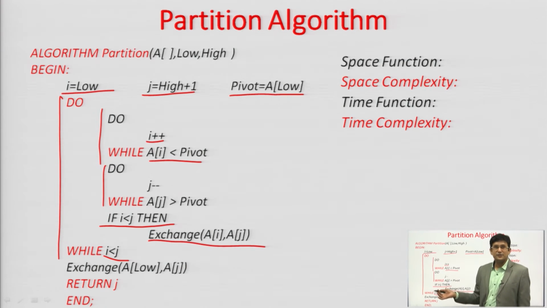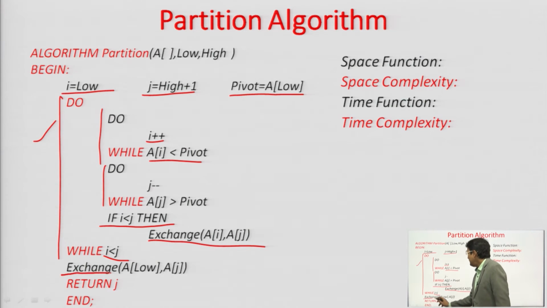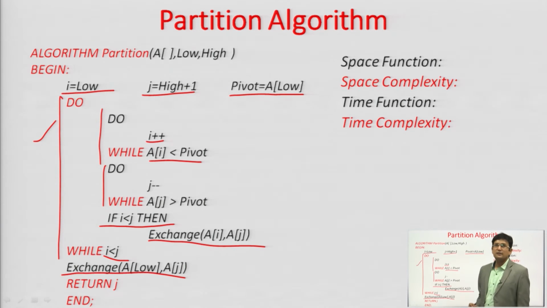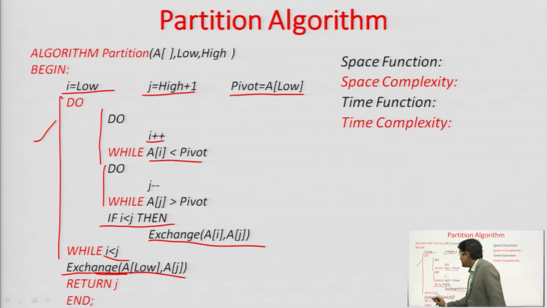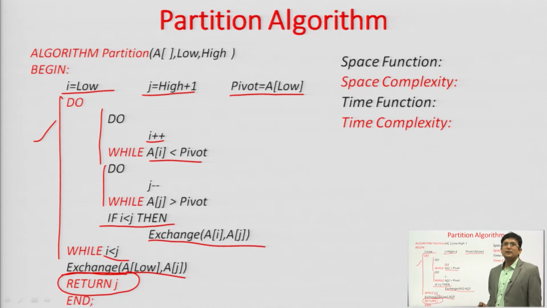The moment i exceeds j, we will come out of this loop and we will exchange the A[low] and A[j] elements, meaning the pivot element and the jth index element, and we will return j, saying that the position of the jth element has got fixed. Now, you need to partition around it into the left half and right half, or you can say that you perform the quick sort on the left half and the quick sort on the right half.